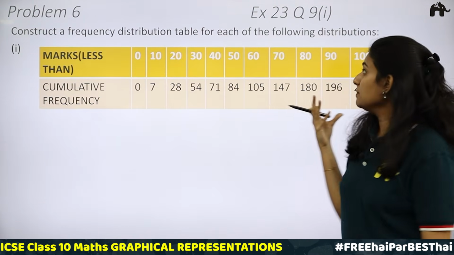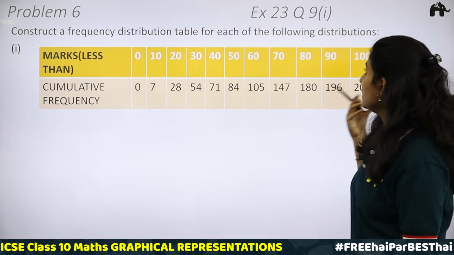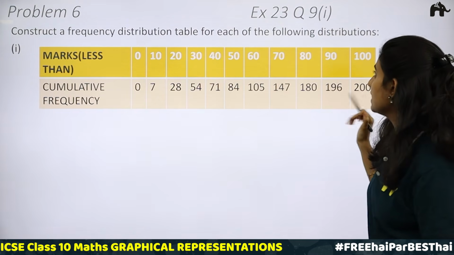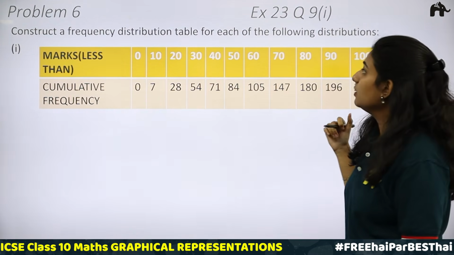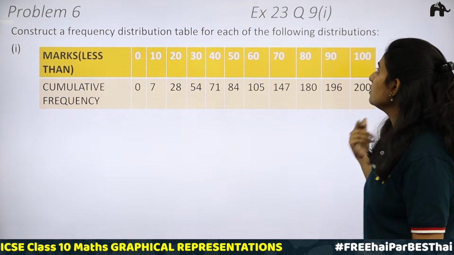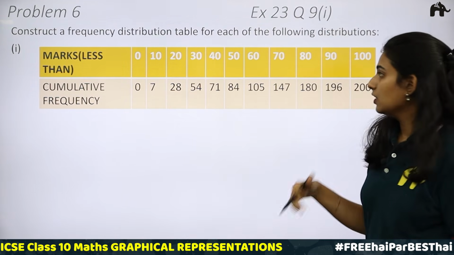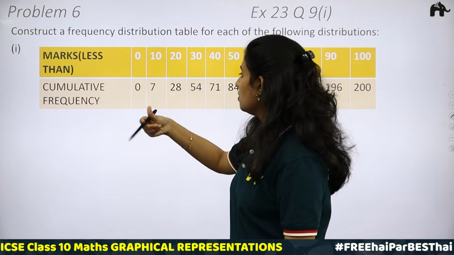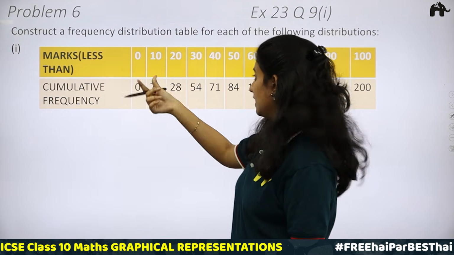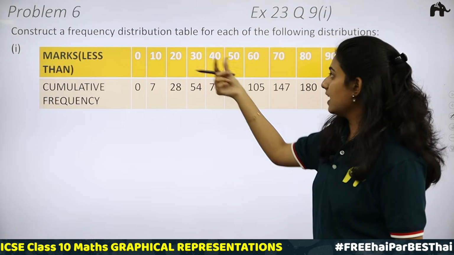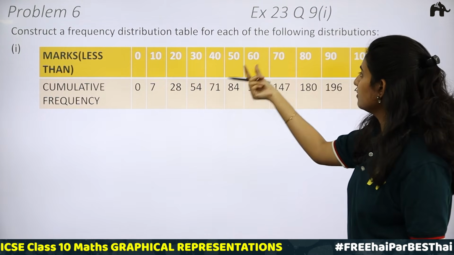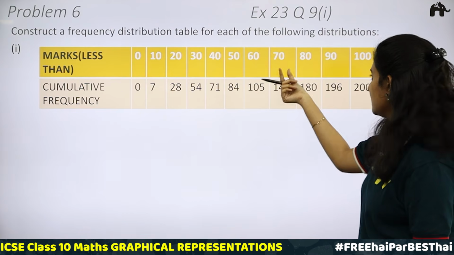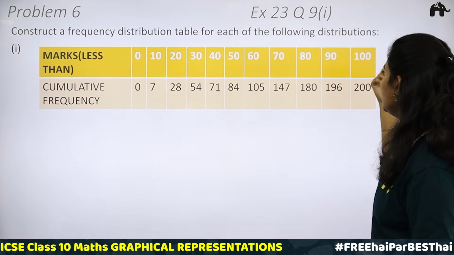Clear? Problem number 6, question 9, sub-question 1 of exercise 23. Construct a frequency distribution table for each of the following distributions. Okay, here marks are given. This is less than, that means here 0, 10, less than 10. Okay, less than 20, less than 30, less than 40, less than 50, less than 60, less than 70, less than 80, less than 90 and less than 100.